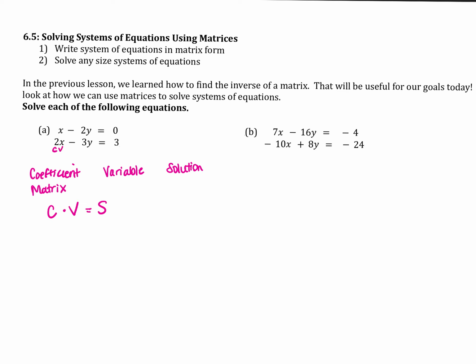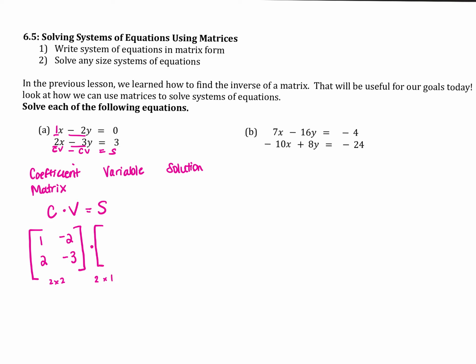Coefficient times variable minus coefficient times variable equals solution. So we're just going to condense that into a matrix form. To create our coefficient matrix, C, we're going to take whatever the coefficients are of our variables. So 1, 2, -2, and -3. And we're just going to create a 2 by 2 matrix out of those. 1, 2, -2, -3. Now we know this is a 2 by 2 matrix, and I want to multiply that by my variable matrix. But in order to do that, it has to have 2 rows. So my variable matrix is going to end up being a 2 by 1 matrix.